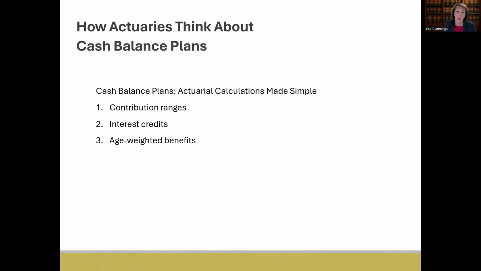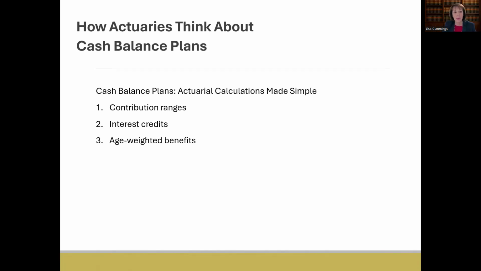Actuaries are individuals who spend their lives thinking about the overall financial impact of a particular financial situation and then projecting the likelihood of a particular event to happen, taking into account multiple different scenarios. Within a cash balance plan, actuarial calculations can be made simple if you think about the fact that the actuary is going to be looking at contribution ranges by employee. They're also going to be looking at interest credits for those employees. And then they'll also be thinking about age-weighted credits.